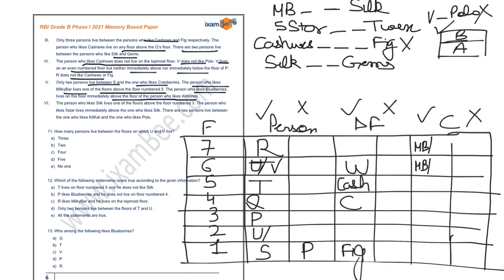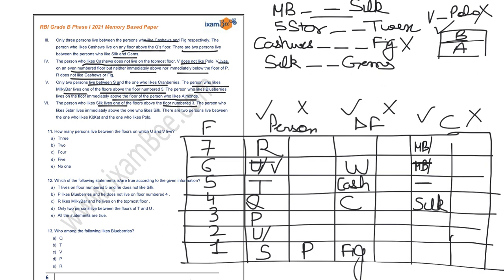Now the person who likes Silk lives one floor above floor number 3, and you know that there is a gap of two between the person who likes Silk and Milky Bar, and it lives above floor number 3. So if we take floor number 4 for Silk, and there is a gap of two between Silk and Milky Bar, we have to erase this particular position of Milky Bar, right? That is the 6th floor. So I am cutting this down because Milky Bar will remain at the 7th floor.